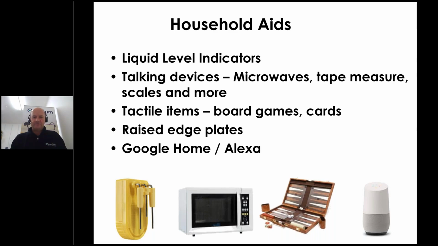There's tactile items like board games, cards, raised edge plates. So when you're trying to eat, you don't want all the food falling off the edge of the plate. And there's a couple of new devices like Google Home and Alexa. So these really new devices are good. You can control your lights in your house by using Google Home and Alexa these days. You can ask it questions about things, and they just answer. They can put music on for you. So there's lots of things that you can do these days with the technology of Google Home and Alexa.